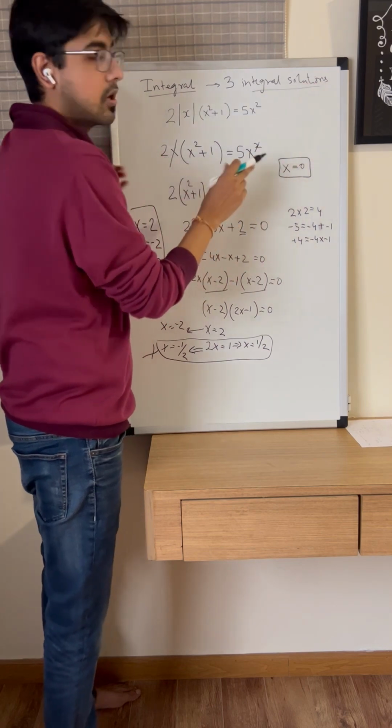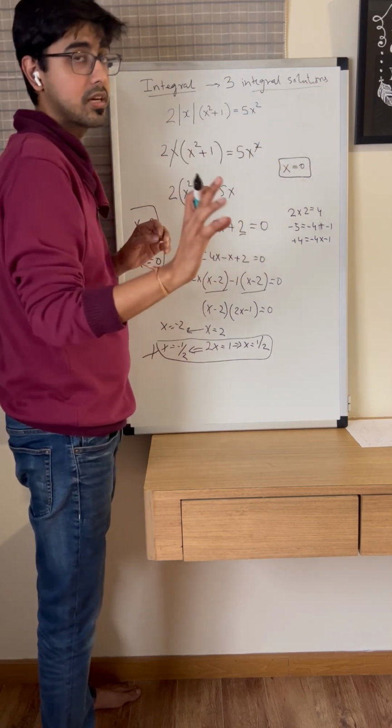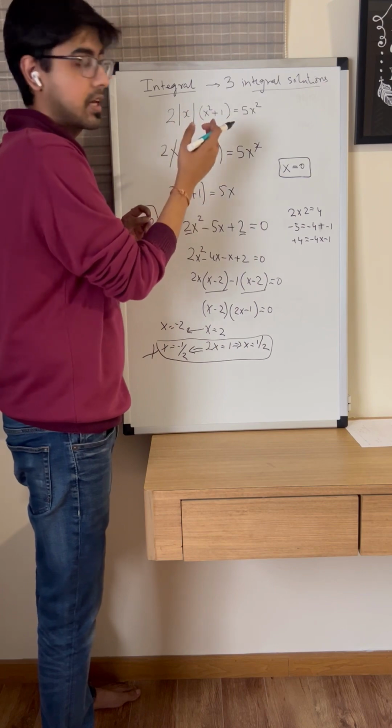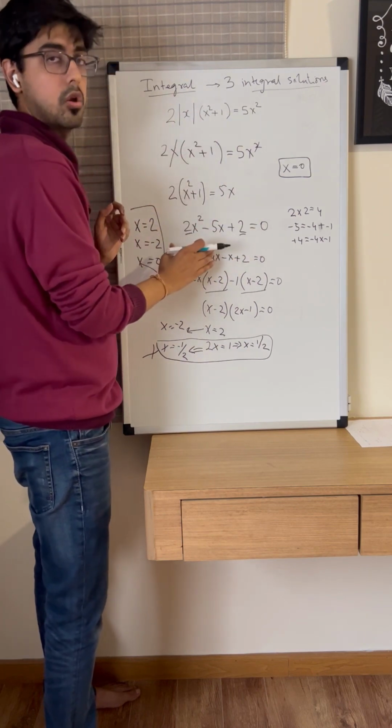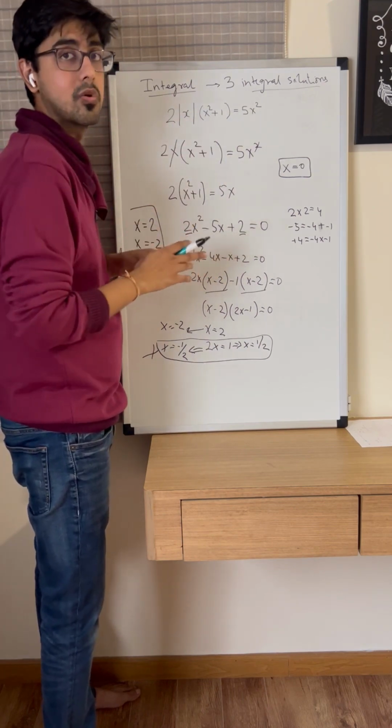Pay attention, I picked 0 because 0 is an integer. The positive or negative bit was used to solve for a non-zero integral solution.